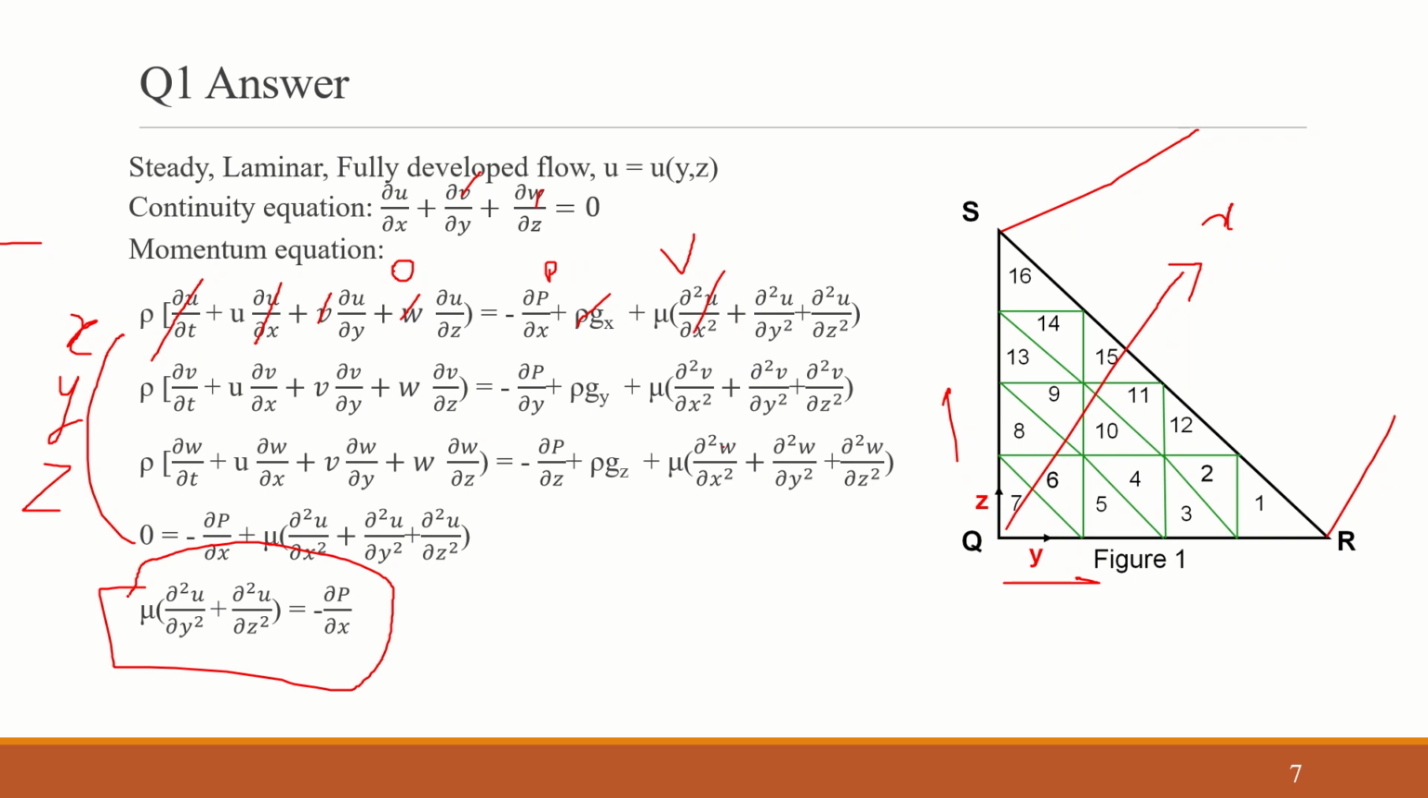So the main takeaway is that the flow is happening in the x direction, and because of that we have our x component velocity u.